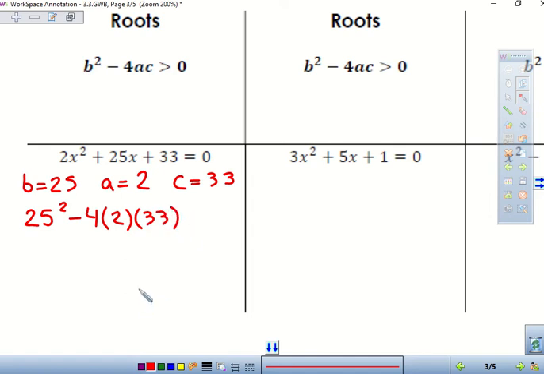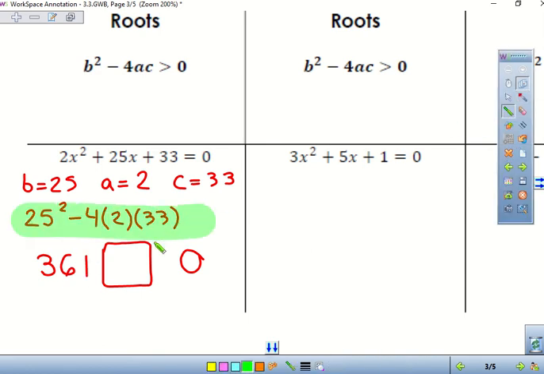And then we want to determine if this is greater than or equal to 0, or how it compares to 0. So we're going to put a box here. I'm going to do the math: 25 times 25 minus 4 times 2 times 33. That comes out to be 361 when I put this in the calculator. So is 361 greater than 0, less than 0, or equal to 0?